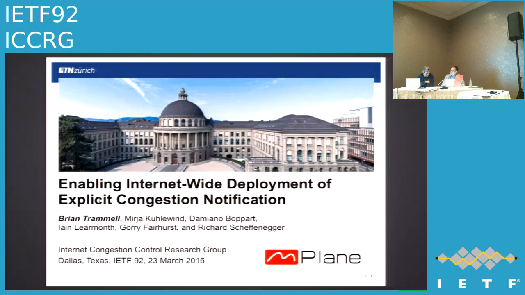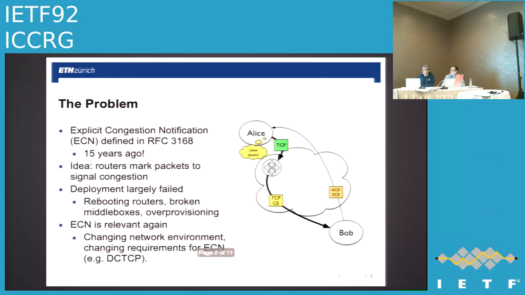Next slide, please. So I probably don't need to show this slide to this room. This is the standard slide that I show undergrads and master students about what ECN is. Basically, yes, we defined it in RFC 3168. We basically got a failed deployment of a protocol extension. There were rebooting routers, there were broken middle boxes. In the meantime, we over-provisioned.